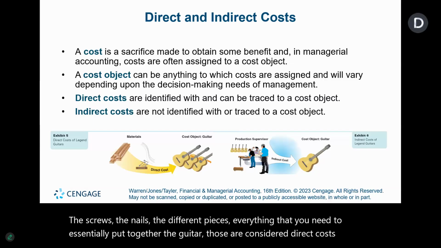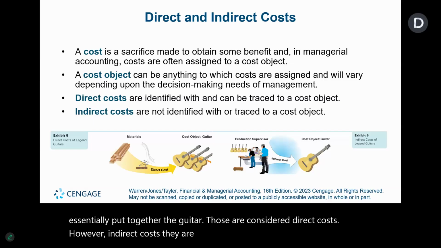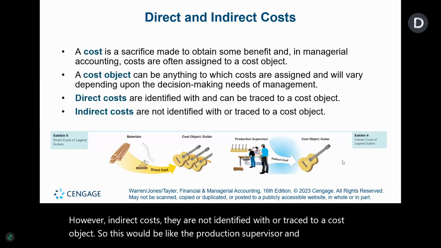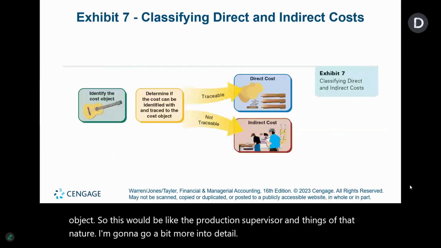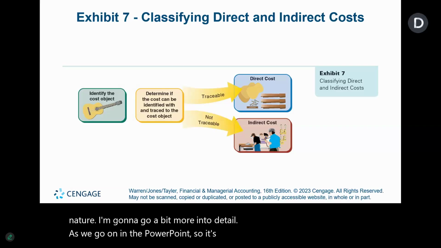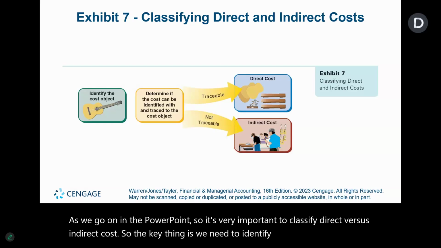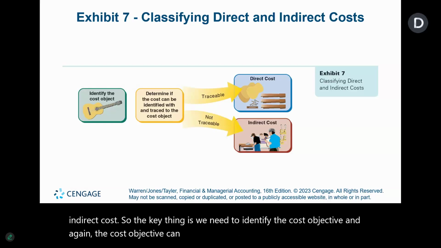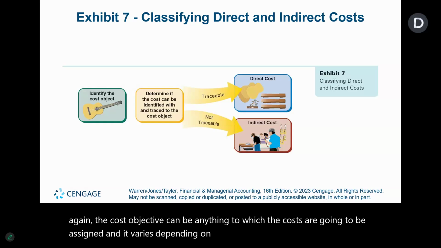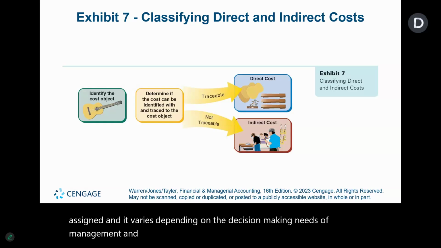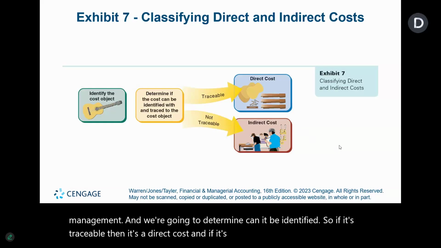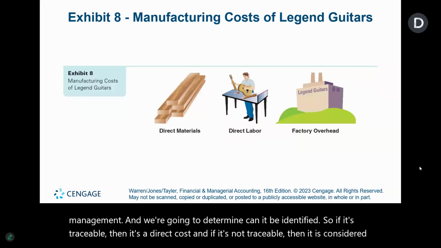However, indirect costs are not identified with or traced to a cost object. So this would be like the production supervisor and things of that nature. And we'll go a bit more into detail as we go on in the PowerPoint. So it's very important to classify direct versus indirect costs. The key thing is we need to identify a cost objective. And again, the cost objective can be anything to which the costs are going to be assigned, and it varies depending on the decision-making needs of management. And we're going to determine, can it be identified? If it's traceable, then it's a direct cost. And if it's not traceable, then it is considered an indirect cost.